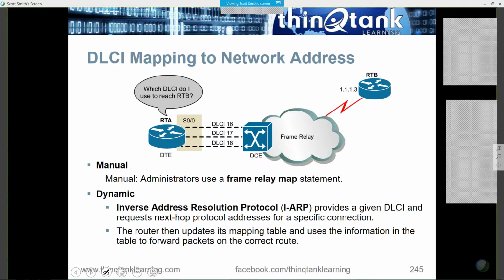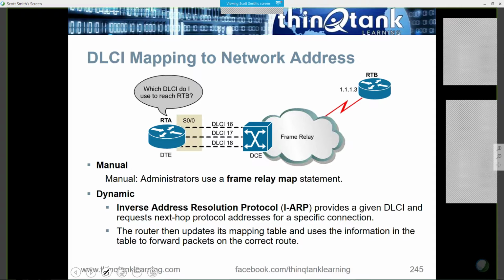Another concept in frame relay is building these maps. Again, what are we mapping in frame relay? DLCIs to IPs. Specifically, what kind of DLCI to what kind of IP? Local DLCI to remote IP.